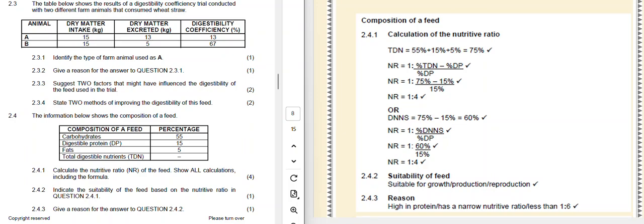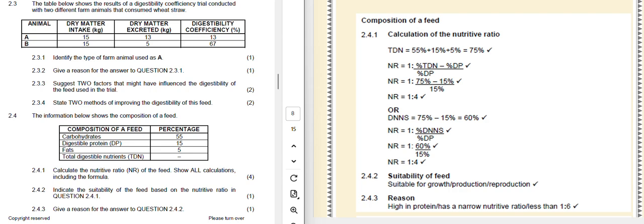The information below shows the composition of a feed. Composition of a feed, we have carbohydrates, which is 55%, digestible protein 15%, fats 5%, total digestible nutrients, which is TDN. Blank. That means somewhere we will have to calculate this.